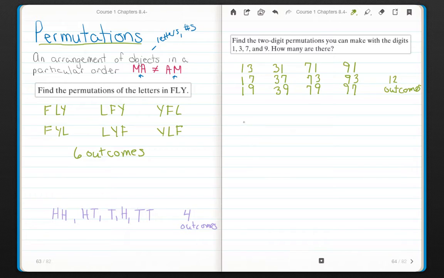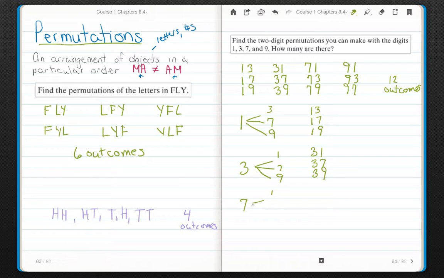If I use a tree diagram, I'm going to have the number 1. So I can have a 3, I can have a 7, or I can have a 9, for 13, 17, and 19. If I have a 3, I can have a 1, a 7, or a 9, for 31, 37, and 39.